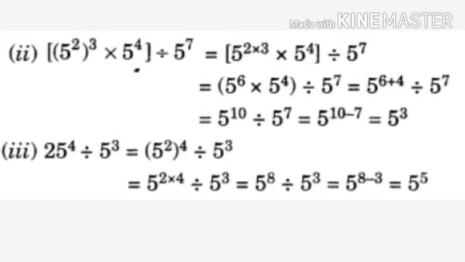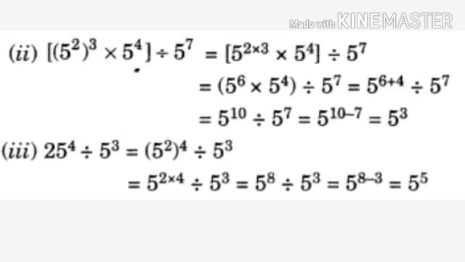So (5^6 × 5^4) ÷ 5^7 is equal to 5^(6+4) ÷ 5^7, which is equal to 5^10 ÷ 5^7, which is equal to 5^(10−7), which is equal to 5^3.